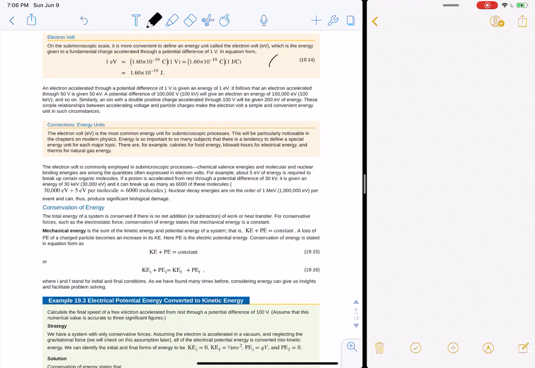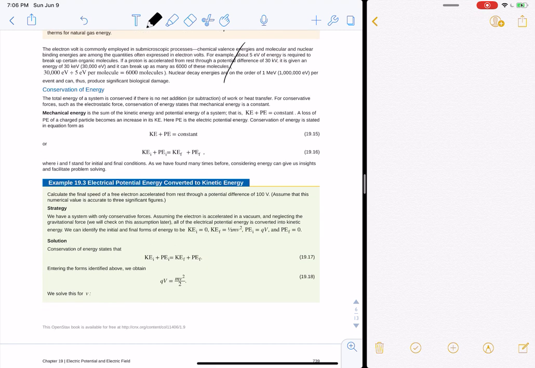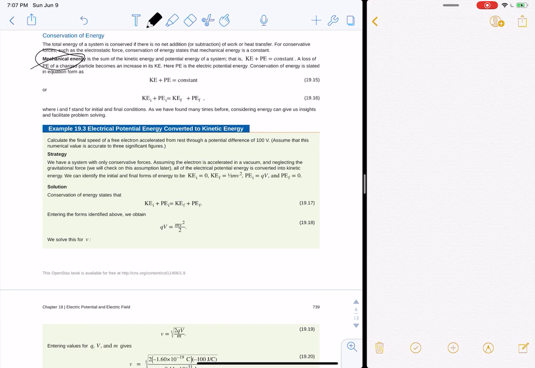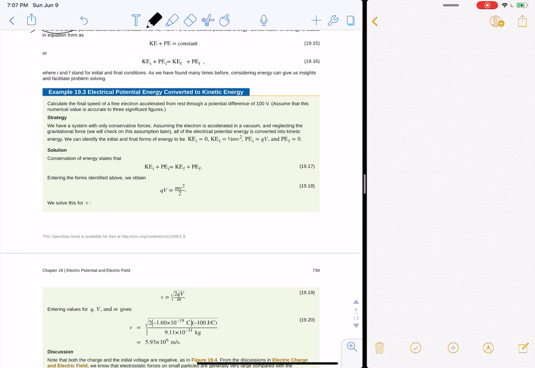There's a definition here, and this connection to energy units. You can read through that. Conservation of energy, so this is the important thing: mechanical energy, kinetic plus potential, is constant. No difference here with electrons flying around in potential fields.